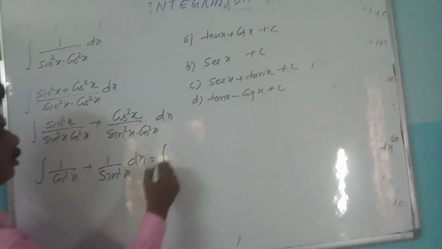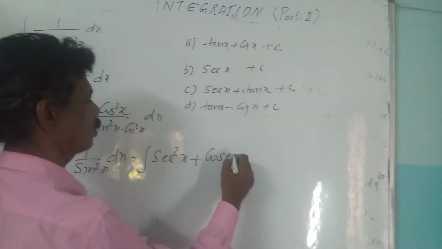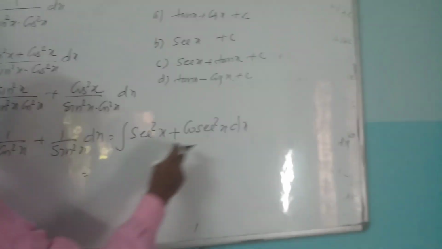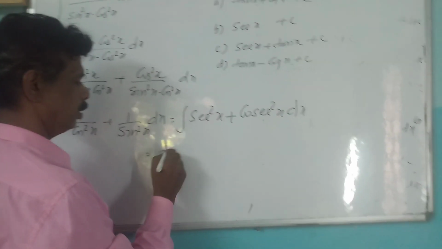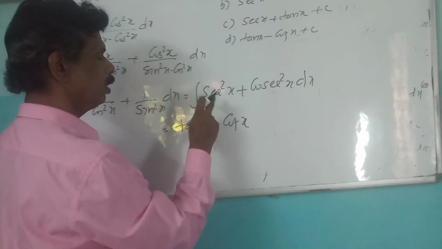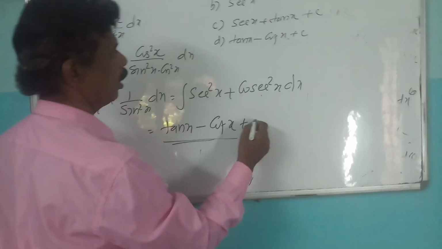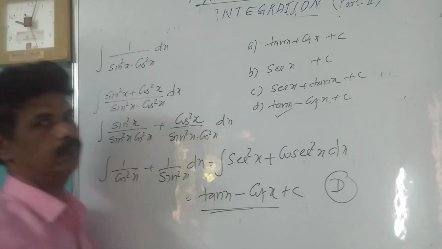1 by cos square x is sec square x, and 1 by sin square x is cosec square x dx. The integral of sec square x is tan x, and the integral of cosec square x is minus cot x. Answer: tan x minus cot x. So the choice is D. Okay.